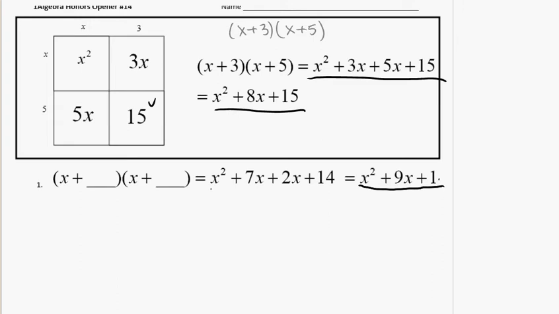And further, it was broken down for us into x squared plus 7x plus 2x plus 14. Now this should hopefully give it away. Oh, by the way, this is a 14, not a 1. Hopefully on your paper it's a 14 as well.